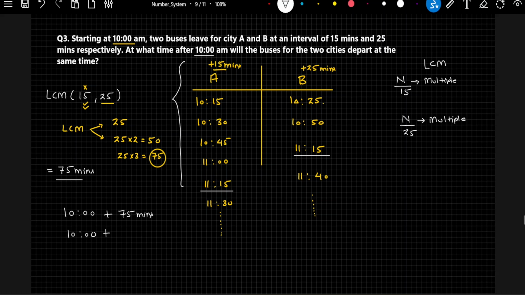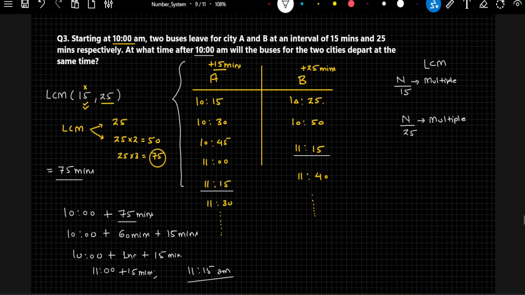Now what you can do is, I can write 75 minutes as 60 minutes plus 15 minutes. 60 minutes is the same as 1 hour, and let's leave 15 minutes as it is. So if you add 1 hour to 10 a.m., the time will change to 11, and then I'm left with the remaining 15. So what is going to be the final time? You would say the final time is going to be 11:15 a.m. It means at this time, the buses for the two cities will depart at the same time after 10 a.m.